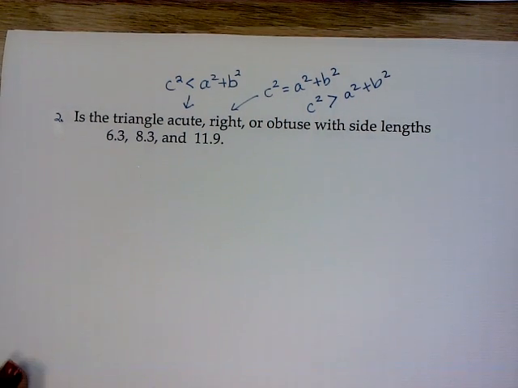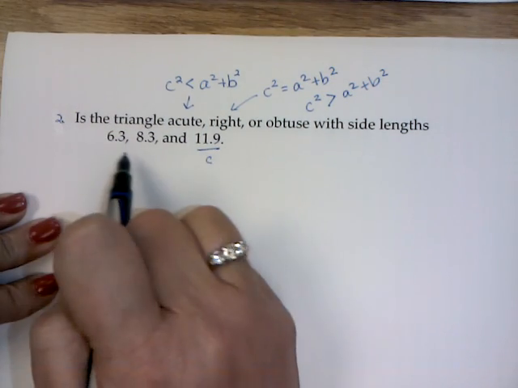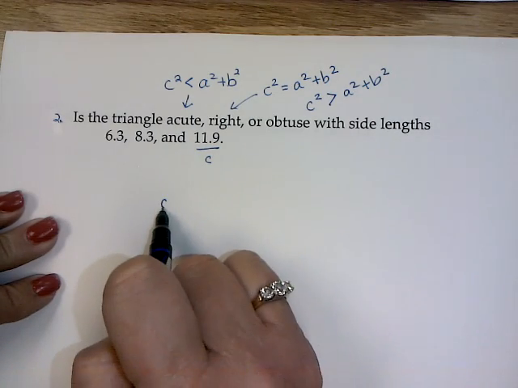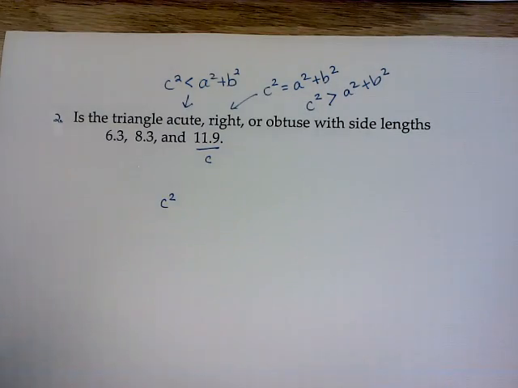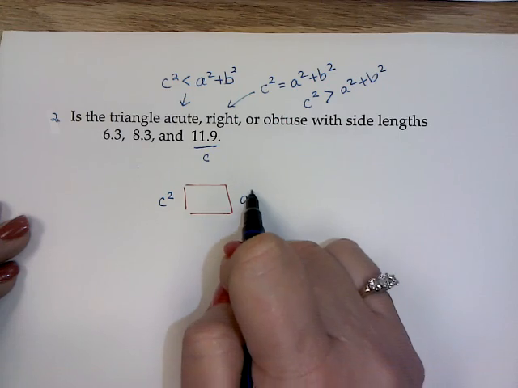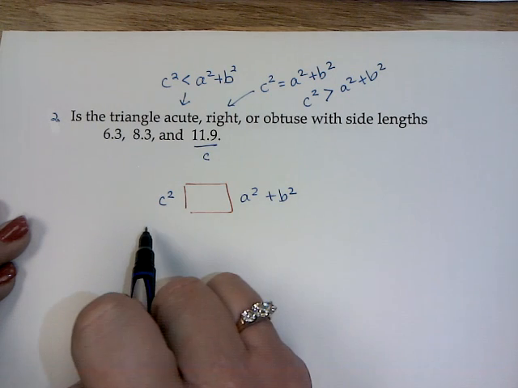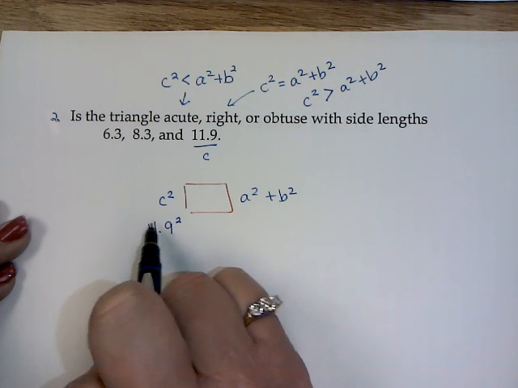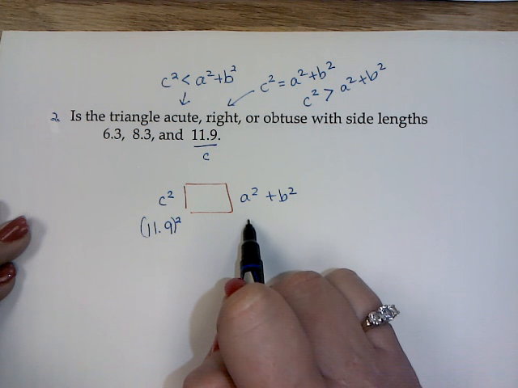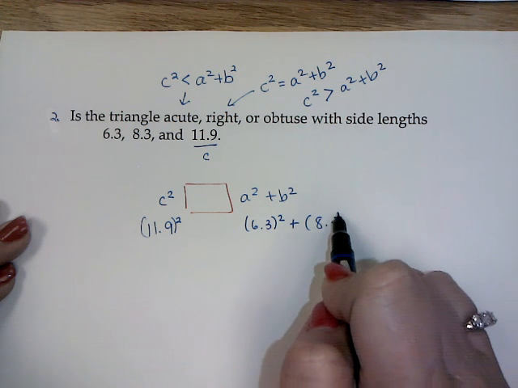So to go ahead and determine whether this is a right, acute, or obtuse triangle, I'm going to have to do some math. So first, how do I determine who a, b, and c are? C is always my longest side. A and B, interchangeable. So I know that c squared is having some kind of relationship with a squared plus b squared. And that relationship is going to determine whether it's acute, right, or obtuse. So I have 11.9 squared, and I'm going to have 6.3 squared plus 8.3 squared.